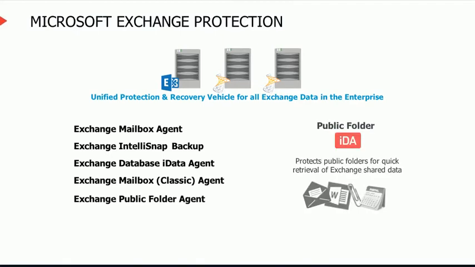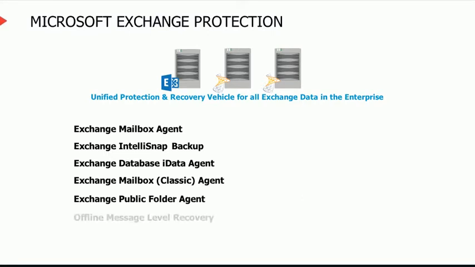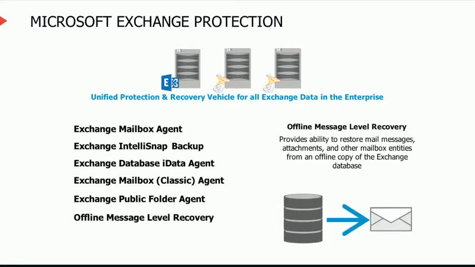This also facilitates the restore of entire mailboxes without requiring an entire Exchange database restore. The Exchange Public Folder Agent backs up public folders for quick retrieval of shared data between Exchange users, such as group documents, messages, attachments, and calendars. And finally, you can recover messages from an offline copy of an Exchange database. Depending on the backup method being utilized, message-level recovery can, in most cases, be performed without restoring the entire Exchange database offline first.